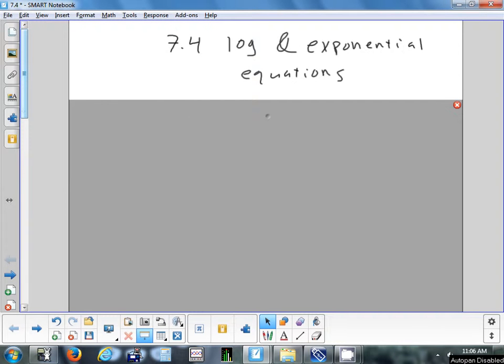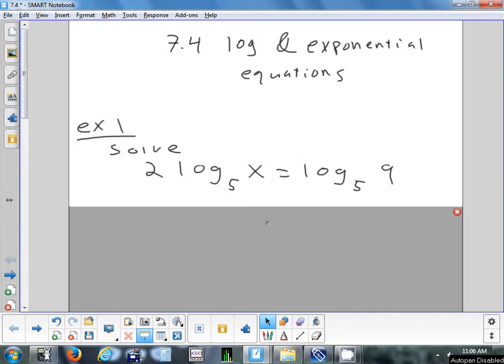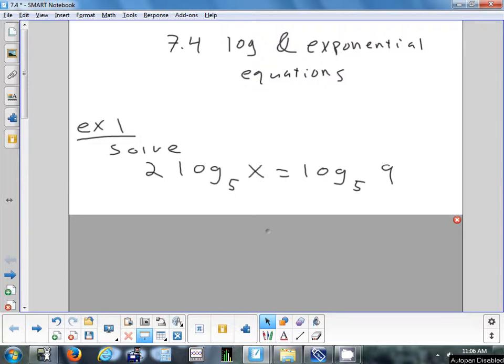Take a look at 7.4. Okay, 7.4 is more like an algebra section, where you're going to solve equations. The kind of equations that we're going to solve are going to involve exponents as variables and logarithms. So keep in mind everything that we know how to do.